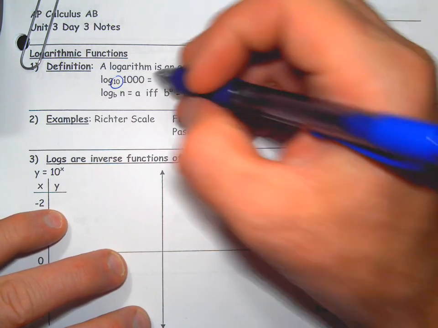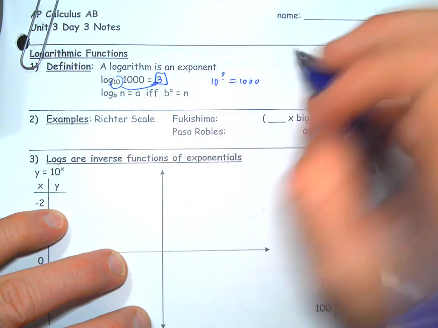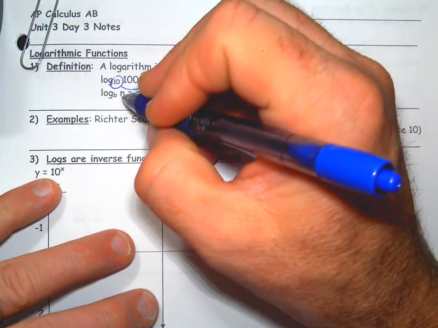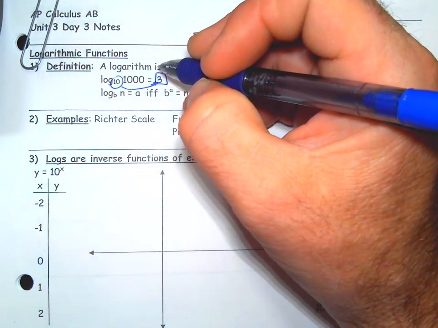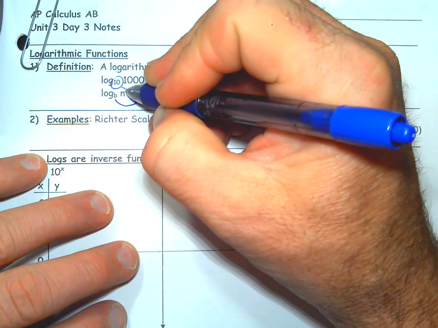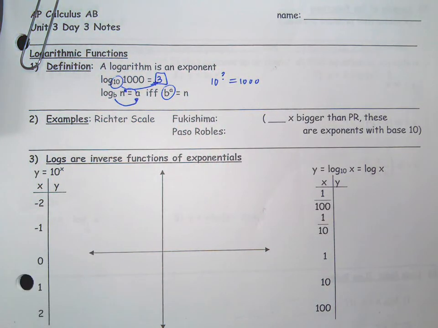That'd be 10 to the third power. So 10 to the third power gives you 1,000. So it's also a nice way, if you think of it that way, of rewriting it as an exponential. The base raised to the exponent equals the answer. So you can change logs to exponentials.